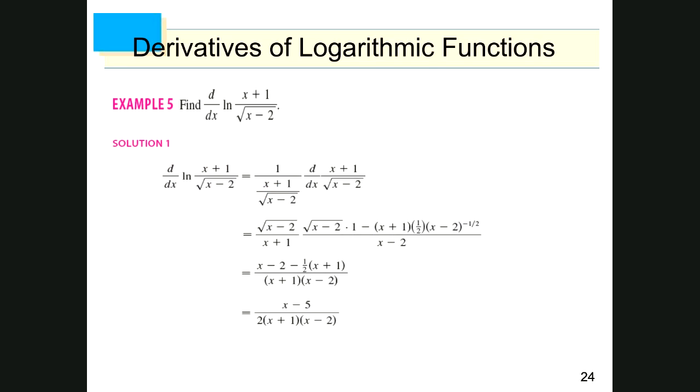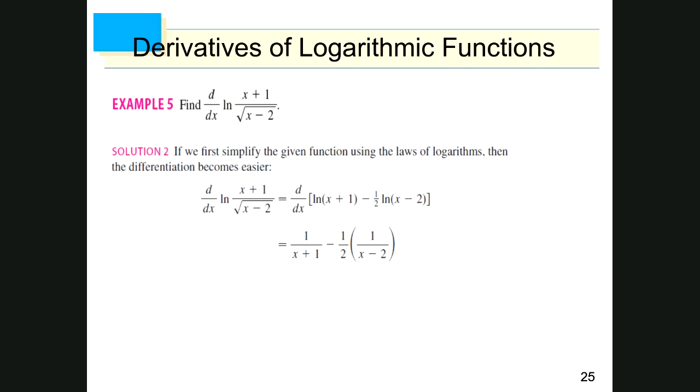You see, you have to multiply this whole thing by some quotient rule. You need to factor out common terms. You need to simplify and then get to this. This is a lot of work. So please simplify your logarithmic function, using the laws of logarithm, before differentiating, all right? Because when you differentiate this, it's easy. It's just 1 over x plus 1. Here it's just 1 over x minus 2, done.